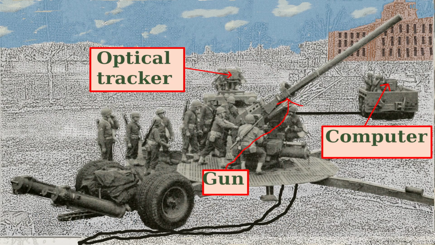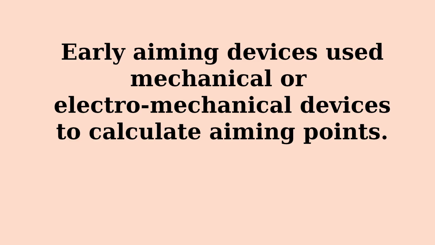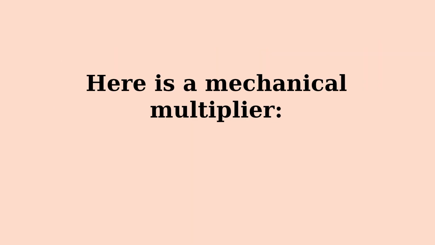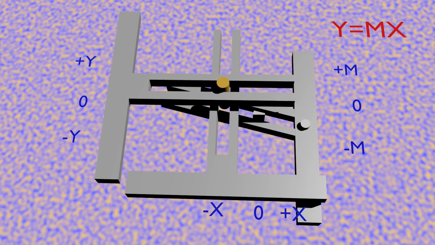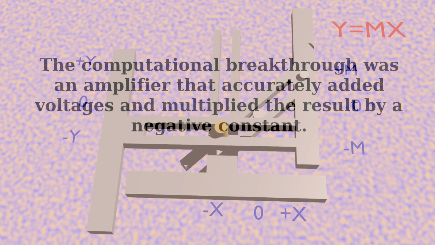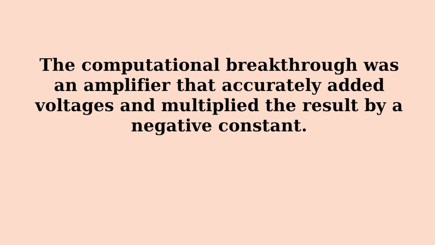The V-1 killing M9 was Bell Labs' electronic gun director, the first non-mechanical gun aiming computer. The M9 used electronic computing devices to aim guns at fast-moving flying targets. The computational breakthrough was an amplifier that accurately added voltages and multiplied the result by a negative constant. Changing one resistor into a capacitor made it do calculus.